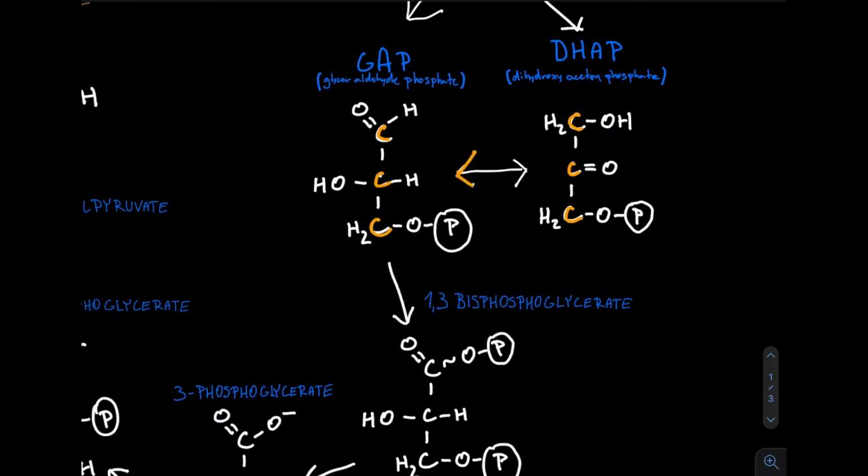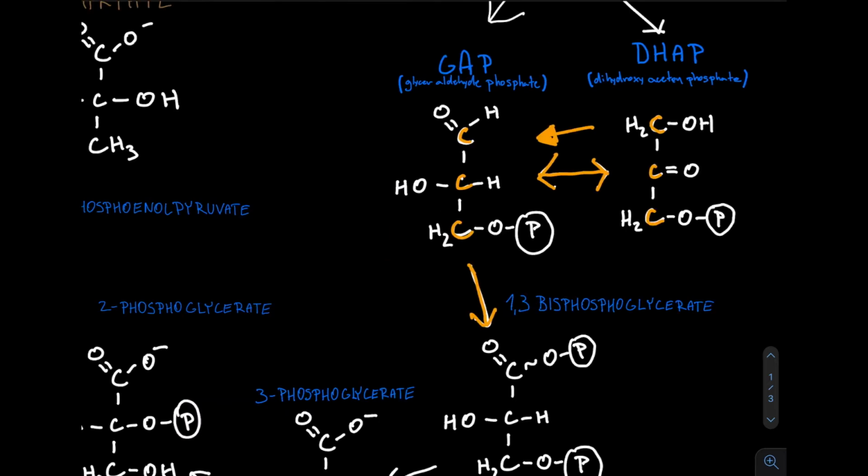So here we have the equilibrium reaction, but we shouldn't forget that glyceraldehyde phosphate is reacting further here, so we're getting rid of it, so the equilibrium shifts in this direction quite a bit more. So from now on we have to count every product twice, because we have two products right here.